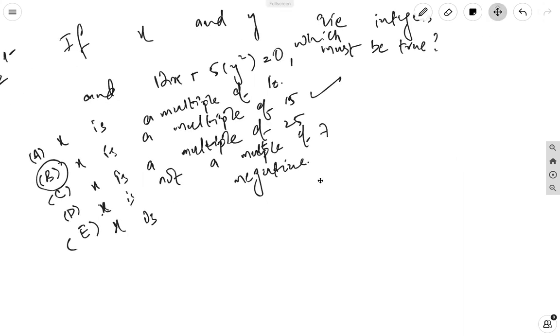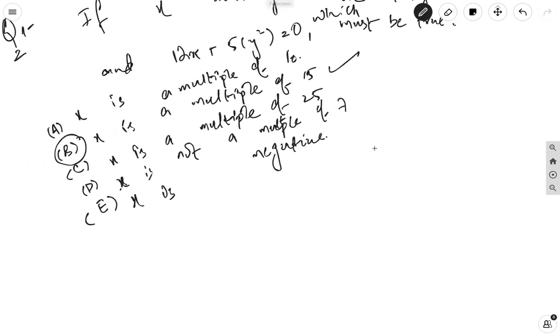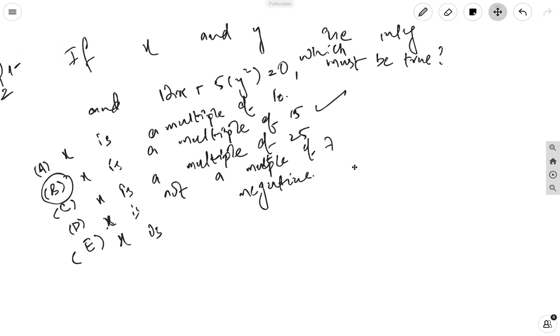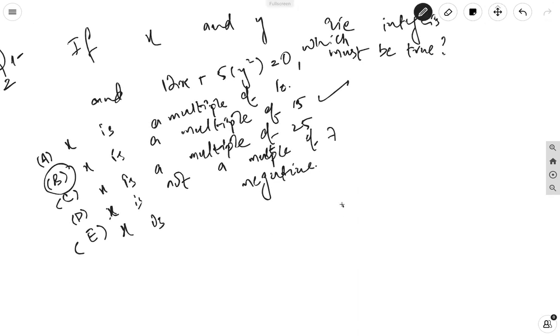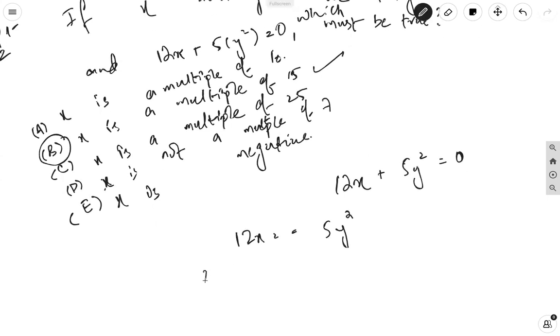Okay, now in this question we are given that x and y are integers, and the condition is 12x plus 5y square is equal to 0. If I move 12x to the other side, 12x is equal to minus 5y square. If I do the prime factorization of 12, 4 into 3 is 12, so 4 is 2 square, and 2 square into 3 into x is equal to minus 5y square.